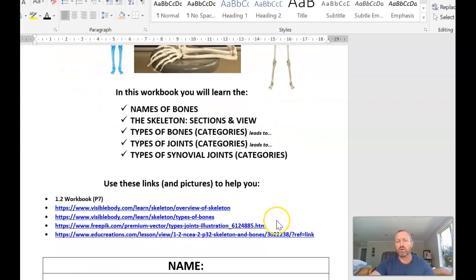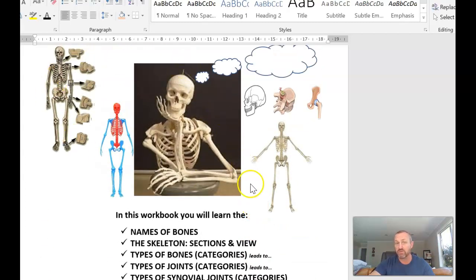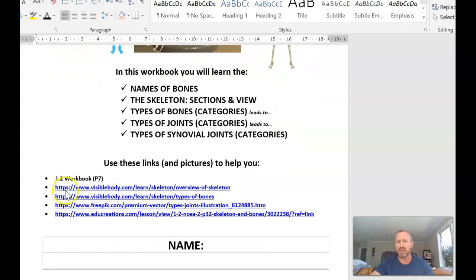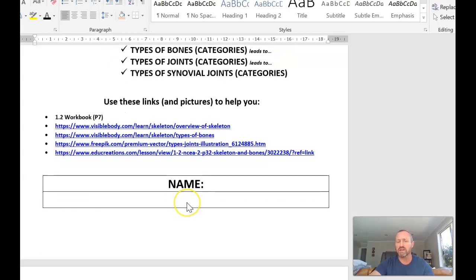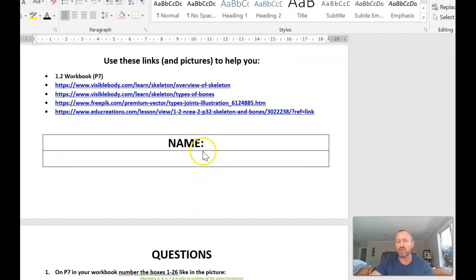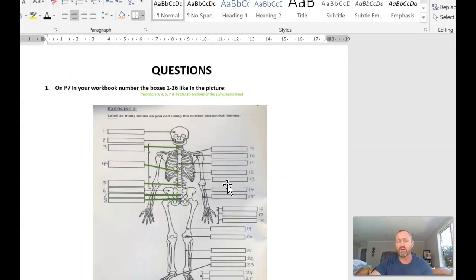In the workbook, throughout the workbook, there are lots of pictures that will give you some clues actually, and there are lots of links that you can also use. Okay, so this is a bit like a comprehension in that you've got to go and follow the links and find the answers to the work. Okay, the answer to your name, you should know that one, so fill that in, and then you're going to work your way through.